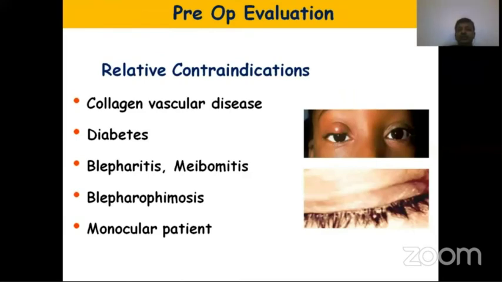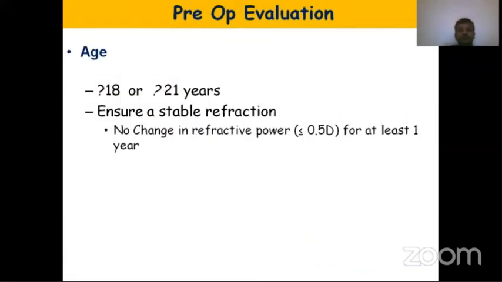And there are a few relative contraindications like collagen vascular diseases and diabetes, which should be well controlled before considering any patient for refractive surgeries. Active blepharitis and meibomitis have to be treated, and there should be an interval of at least 4 to 6 weeks of a silent eye before considering any patient for refractive surgeries.